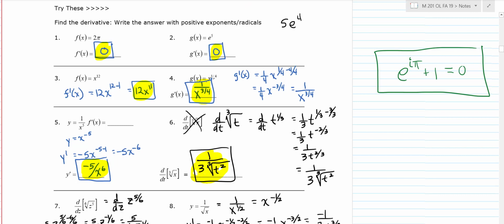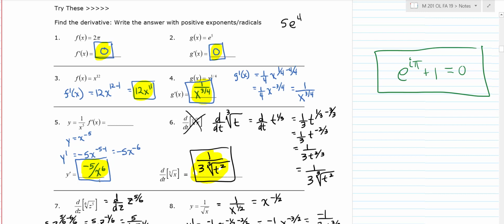That's pretty standard. This one, again, standard power rule. Bring down the 1/4, subtract 1 from the exponent. You get this, and then just change that exponent to positive. If your problem starts off with exponents, generally I want you to just make sure your answer is positive exponents.